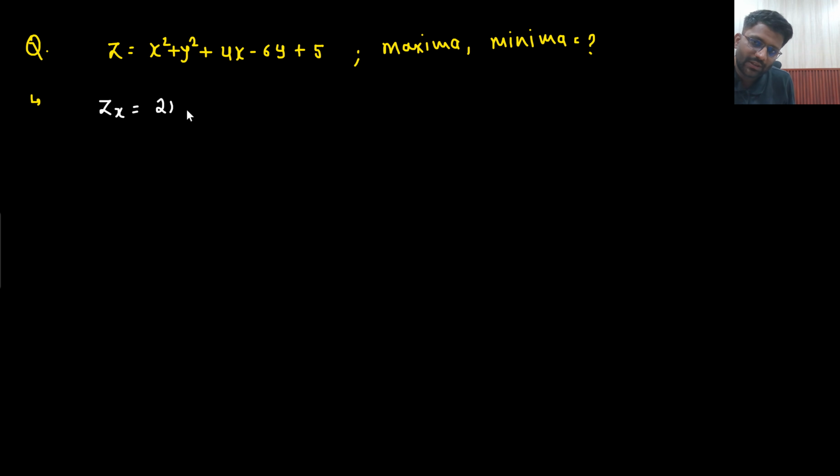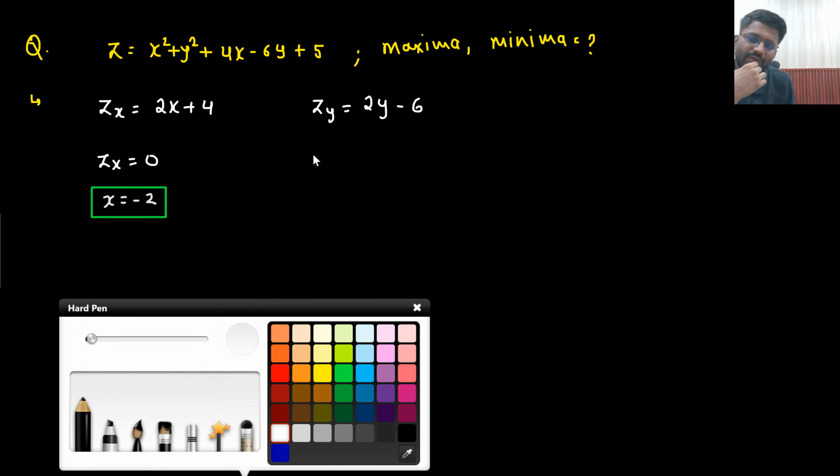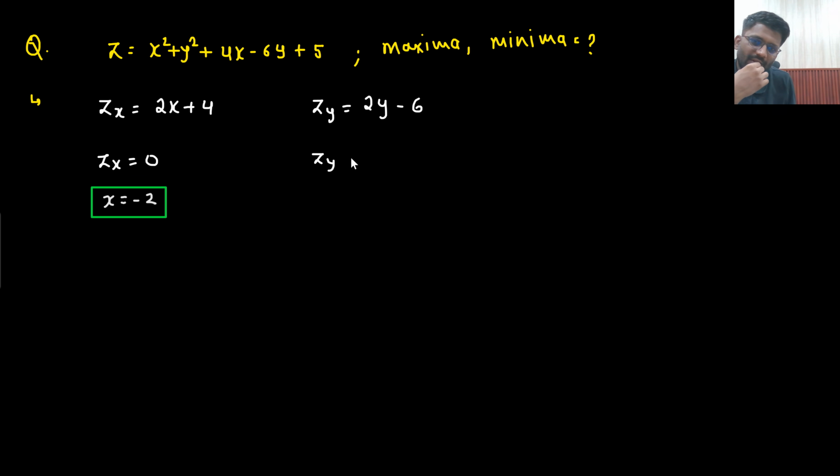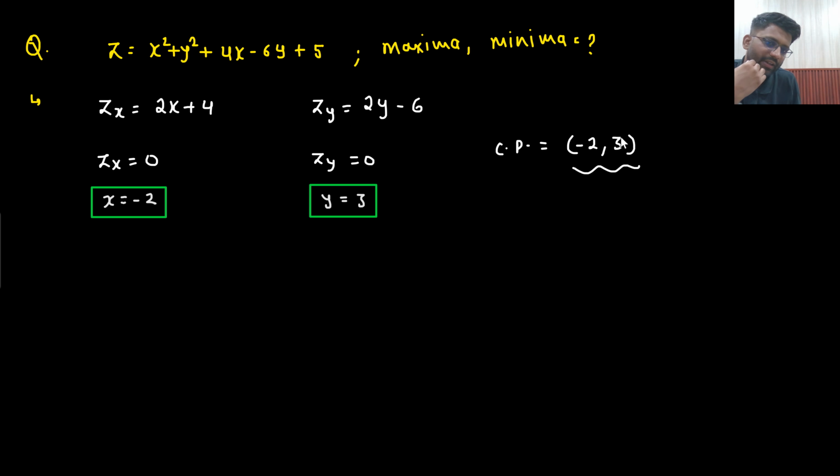What will be zx? 2x plus 4. What will be zy? 2y minus 6, right? So what will be zx equals to 0? From 2x plus 4 equals to 0, that means x equals to minus 2. And zy equals to 0, that means 2y minus 6 equals to 0, so y equals to 3. So what will be my point of consideration? Critical point. The critical point will be, sir, nothing but minus 2 comma 3. So every discussion will be done on minus 2 comma 3.